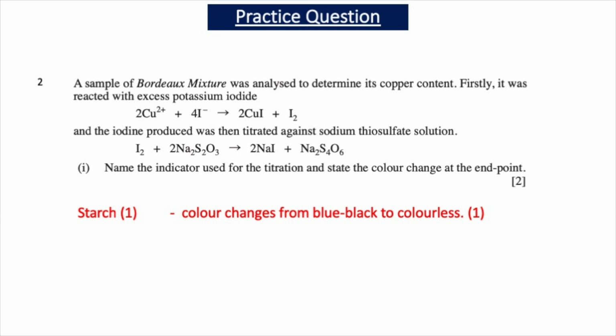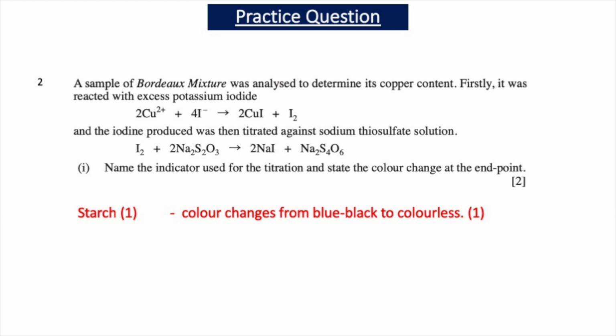Question 2 says a sample of Bordeaux mixture was analysed to determine its copper content. Firstly, it was reacted with excess potassium iodide, and the equation is shown here. The iodine produced was then titrated against sodium thiosulfate solution, and once again the equation has been given to you. The first part of the question says name the indicator used for the titration and state the colour change at the end point.